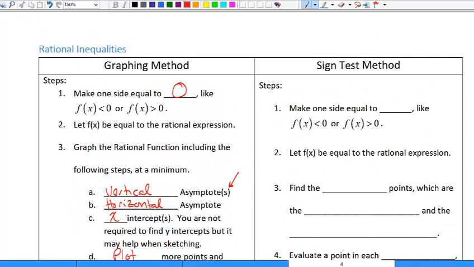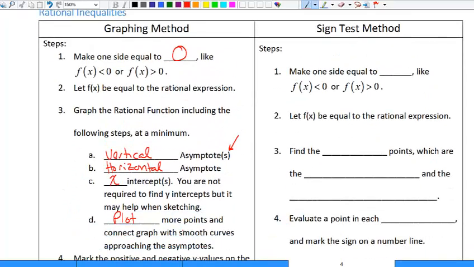The steps for the sign test method are make one side equal to 0, just like we've done in the past. Step 2, let the f of x be equal to the rational expression. Step 3, find the boundary points. Now this is the part where it's a little bit different than the polynomial, which are the vertical asymptotes and the x-intercepts, or zeros if you want to call them zeros.